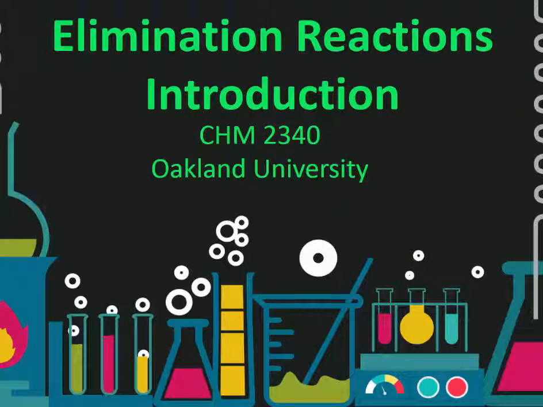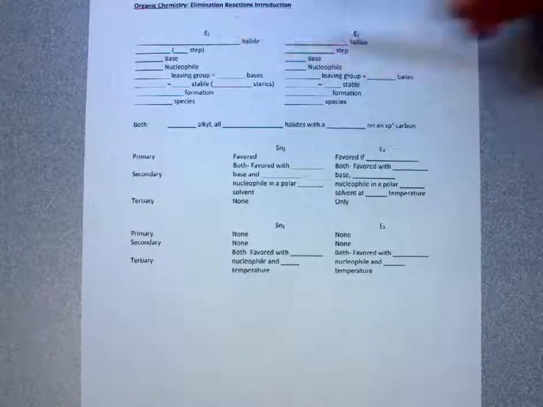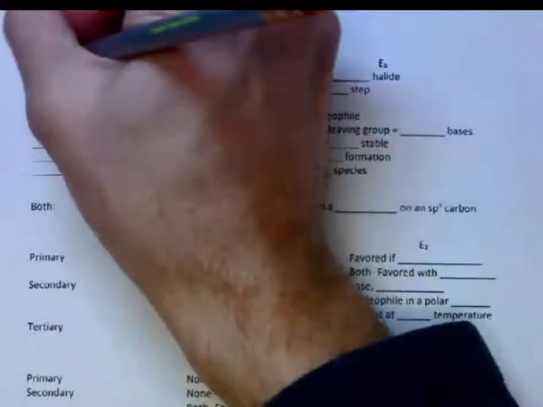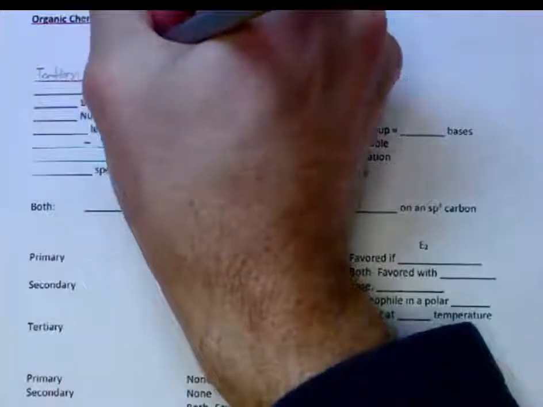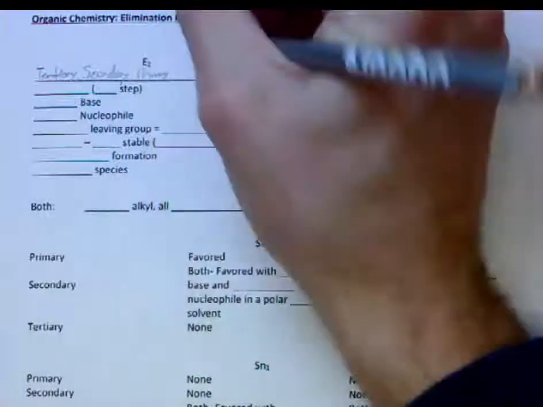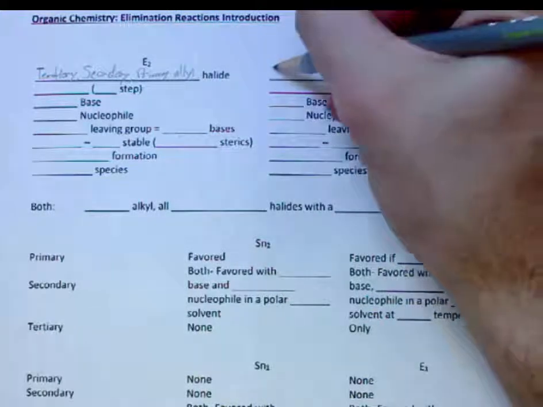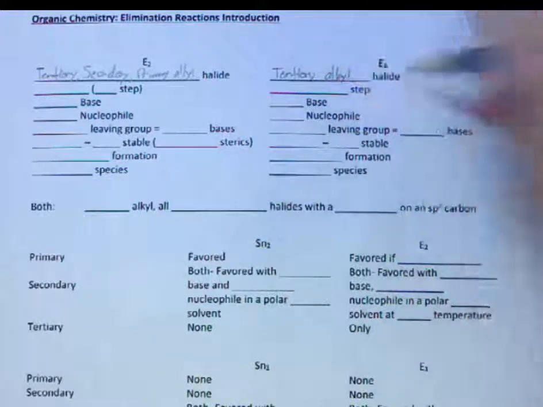This video will be an introduction to elimination reactions. For elimination reactions, we have E2 and E1. For E2 reactions, there are going to be tertiary, secondary, or primary alkyl halides. And for E1, we are only going to have tertiary alkyl halides.